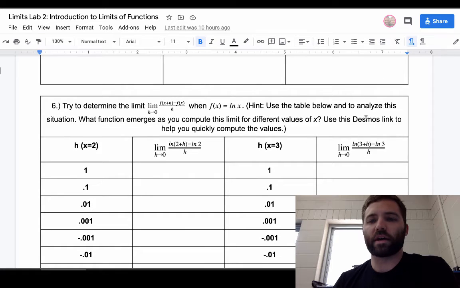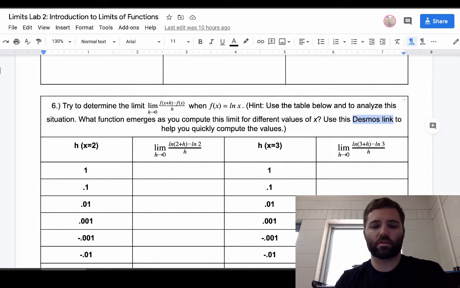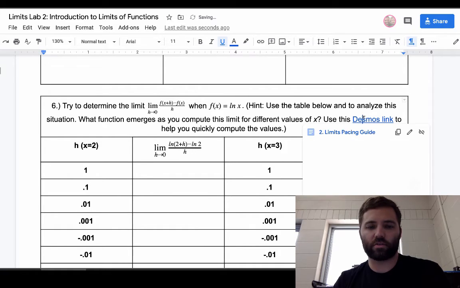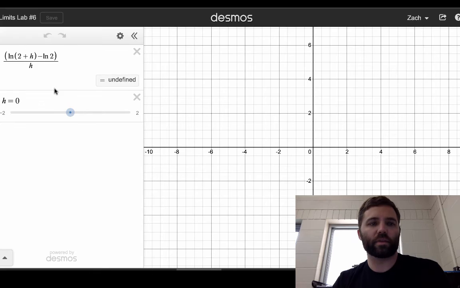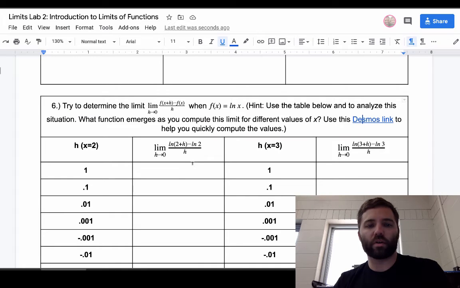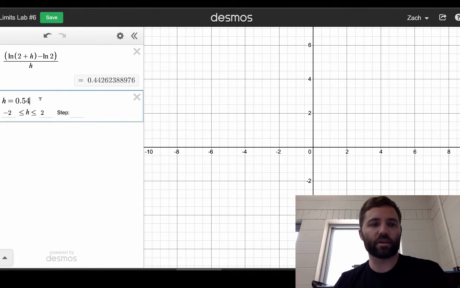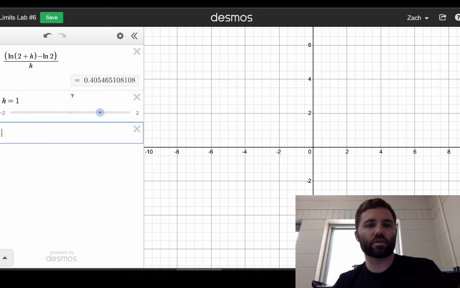And what I've done is give you a very, very simple Desmos graph that I'll show you. I think I've got it open already. What this does is give you a quick way to compute these values. I've plugged in 2 first. If you want to know what it is when h is 1, you just plug in, or drag the slider if you want, but it's probably easier just to type it. Just plug in 1.